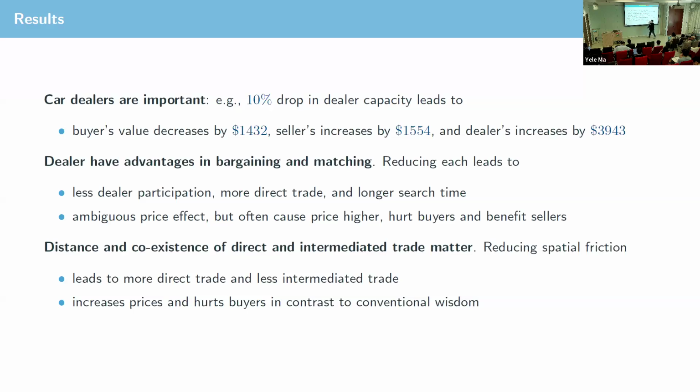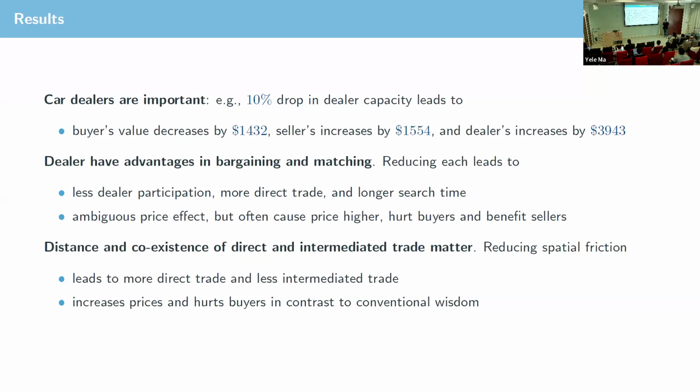The last one is the impact of reducing search friction. In this market, search friction emerges because people live in different places, because of spatial heterogeneity. But information technology development means that over time distance becomes less relevant, because we have visualization on dealers' websites. We can see cars even though we don't go there. We try to understand how the reduction of search friction affects competition and consumer welfare.